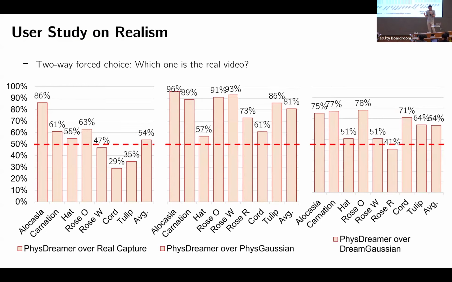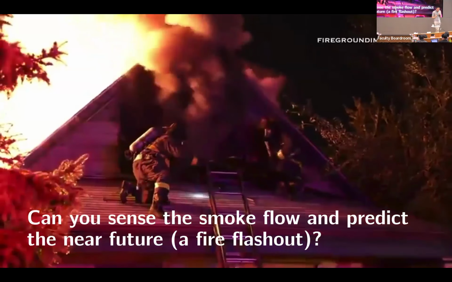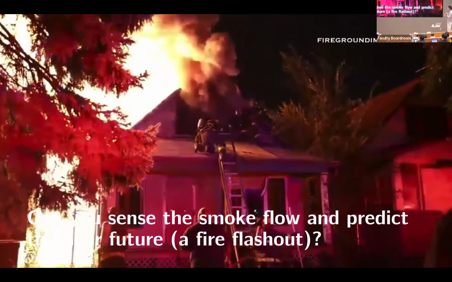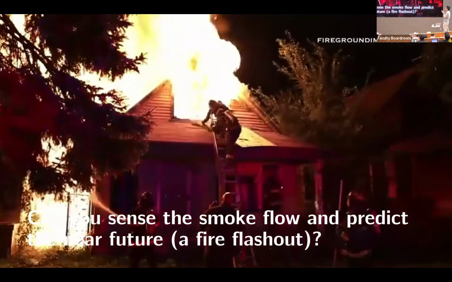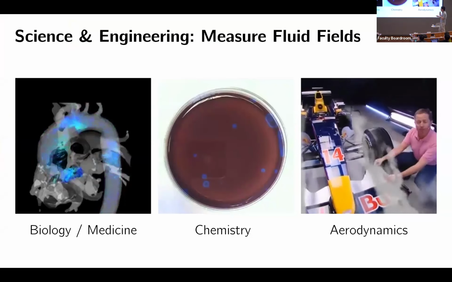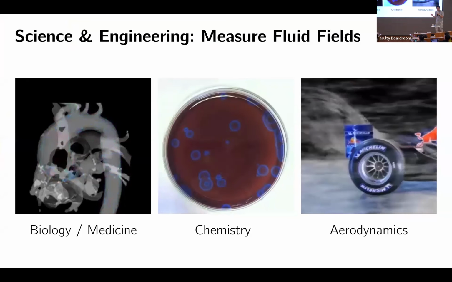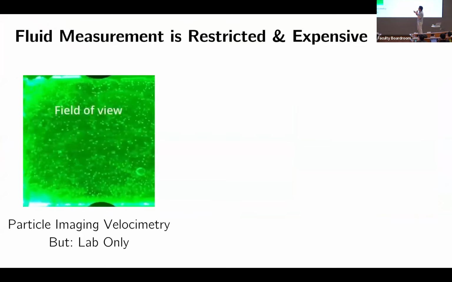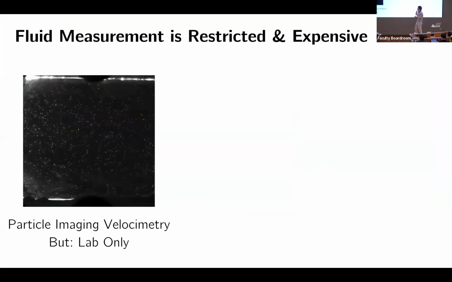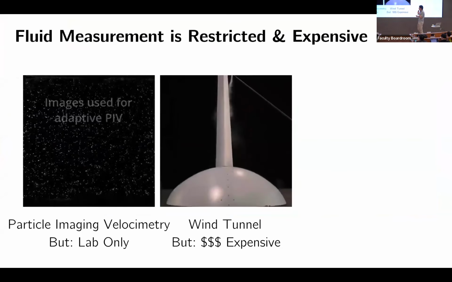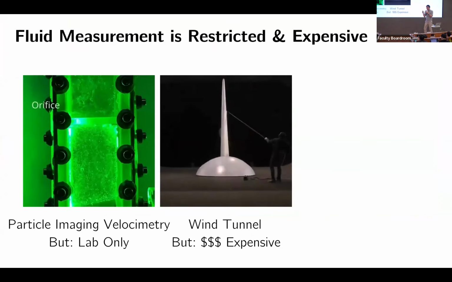And Coven later moved on, and he thought, can we also deal with other types of objects? One particularly important type of object is fluid, right? Because they have a lot of applications in firefighting, but also in biology and chemistry and aerodynamics as well. And despite all these engineering applications, right now imaging or measuring fluids is very difficult, right?